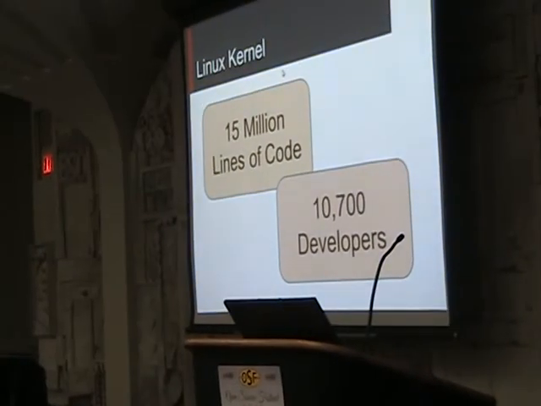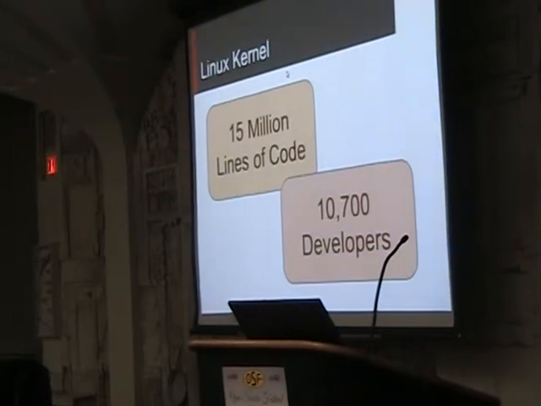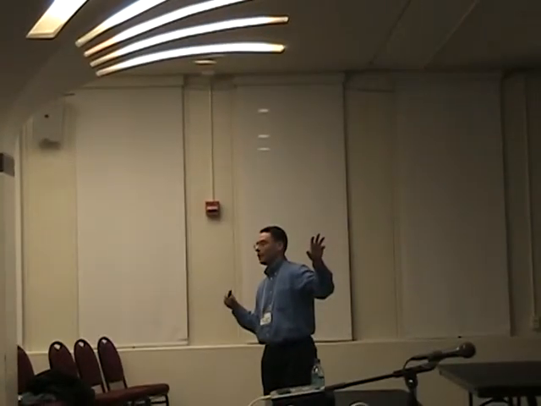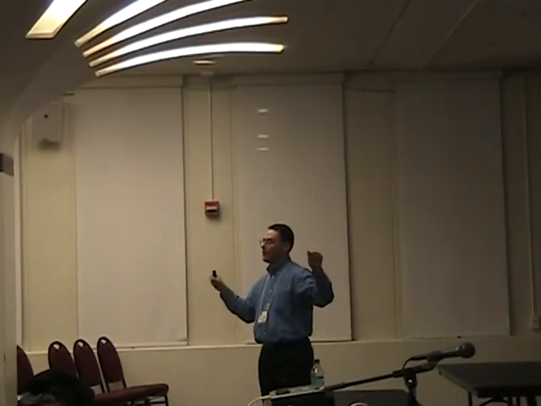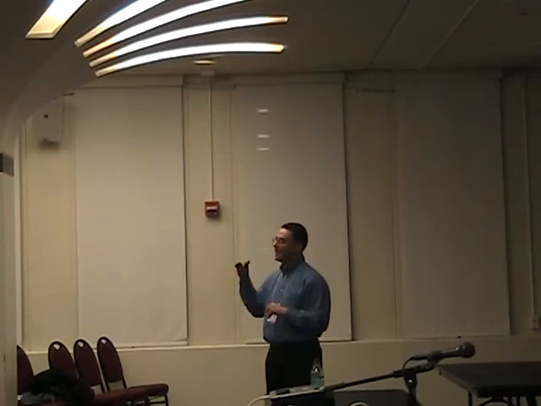So it's a big system. They have 15 million lines of code. And if you look at the entire history of the project, for about 20 years, they have benefited from contributions from 10,000 developers. That is a lot of people. It's a lot of code. But to give you an idea, Windows is about 40 million lines of code. The F-35 fighter has about 60 million lines of code.